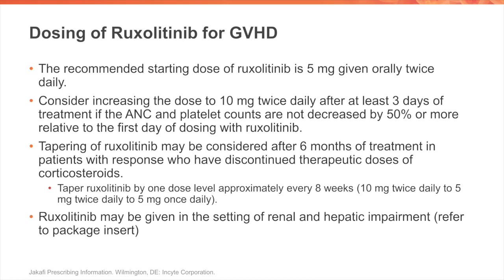Ruxolitinib can be tapered starting at 6 months from treatment in patients who are responding and who have been able to be weaned from corticosteroids. Tapering of ruxolitinib was suggested to be performed at every 8-week intervals. In addition, ruxolitinib may be given in the setting of renal and hepatic impairment.